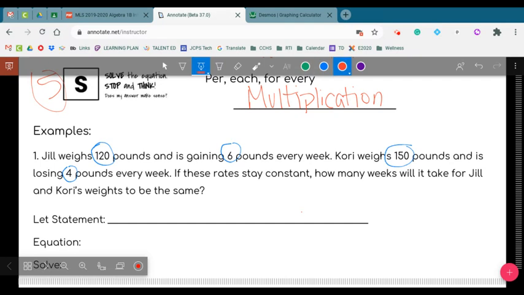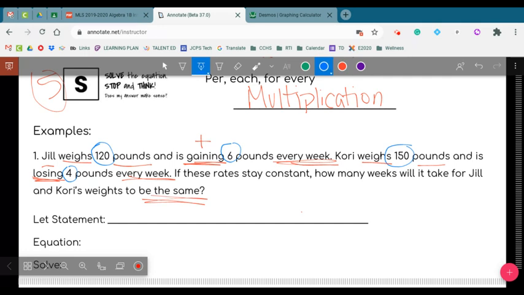Okay, underline. She weighs 120 pounds and she's gaining 6 pounds a week. Corey weighs 150 pounds and is losing. On gaining, we're most likely going to be adding, and on losing, subtracting. Those both happen every week, so keep that in mind. How many weeks will it take for their weights to be the same?